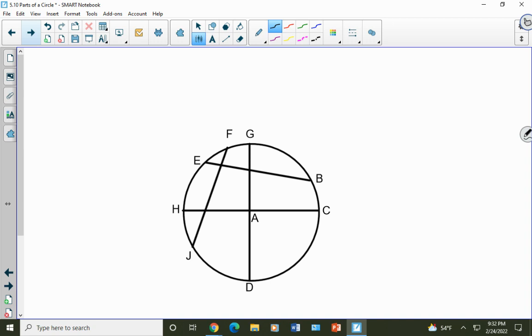Okay, now you can see here J and F are on the circle. So that's a line segment. Line segment JF is a chord. Okay. Now there's more chords here. We also have line segment EB. That is also a chord.